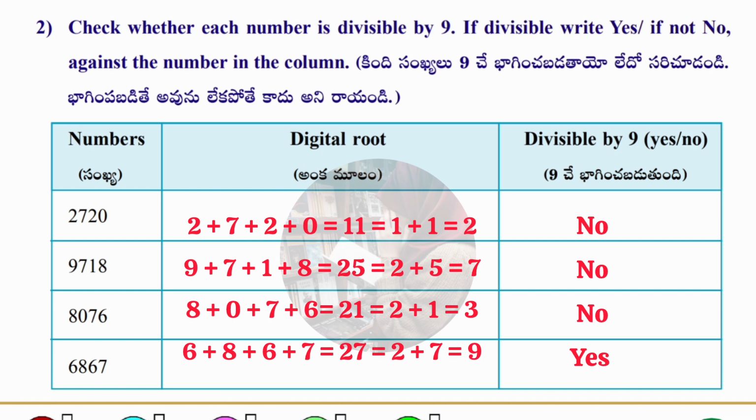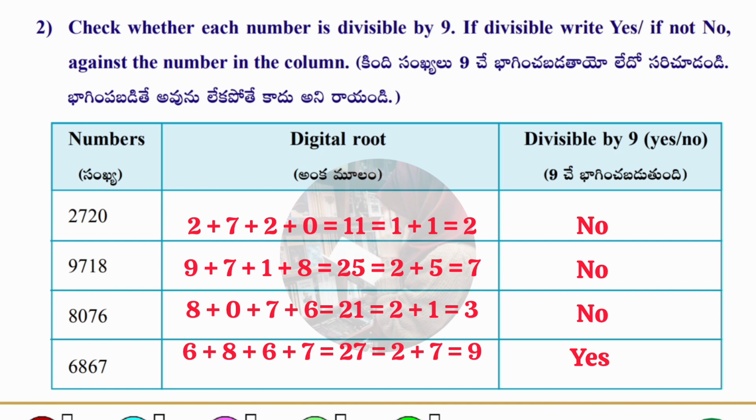Do you know the divisibility rule of 9? If the sum of digits is divisible by 9, then we can say that the given number is divisible by 9. Okay, here 2 is given, so obviously it is not divisible by 9. That's why write down no.